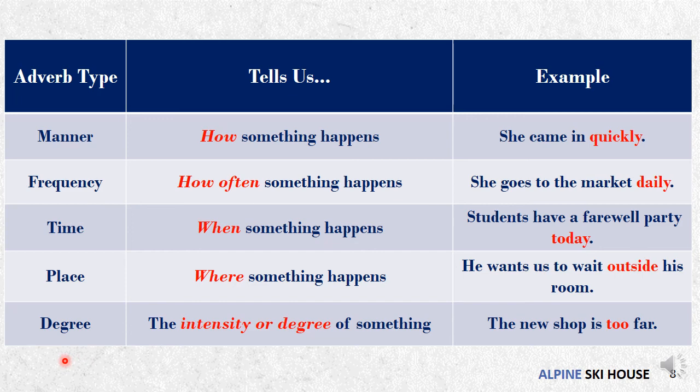The last one, adverb type of degree. It tells us the intensity or degree of something. It will show us what intensity level, what degree this happened or something has happened. The example clearly illustrates this. The new shop is too far. He's telling the shop is not near, it's too far, I cannot go there. So it is telling the distance, the intensity. Here is, I cannot go there because it's too far. So here the degree or the intensity of something is told.